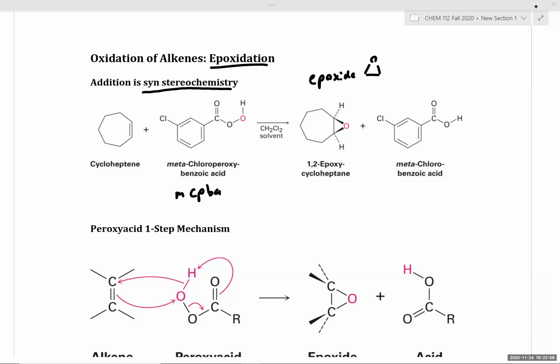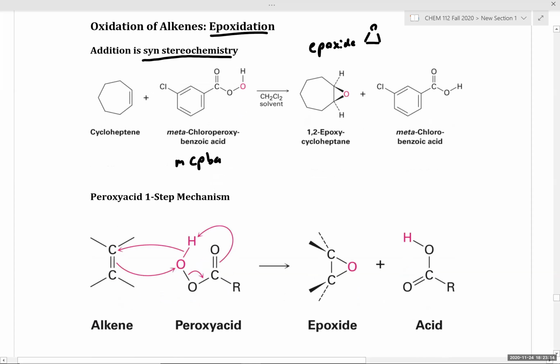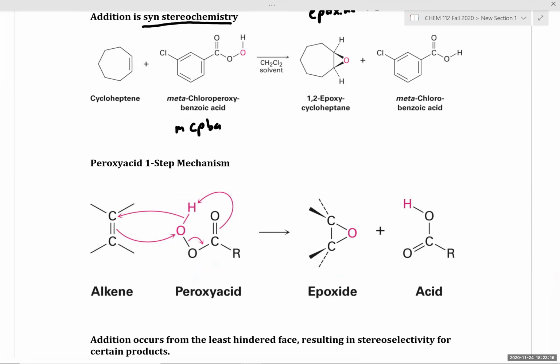So when you talk about the phrase epoxies, they're polymeric species derived from polymerization of epoxides. So let's talk a little bit about the mechanism. The peroxy acid epoxidation mechanism occurs via a one-step mechanism. This is a concerted process. So don't draw it stepwise, it's concerted.